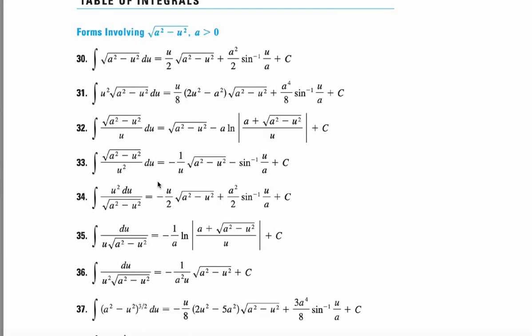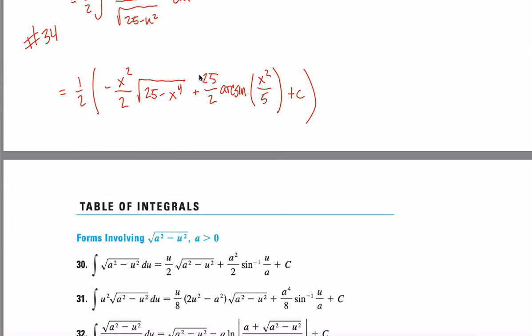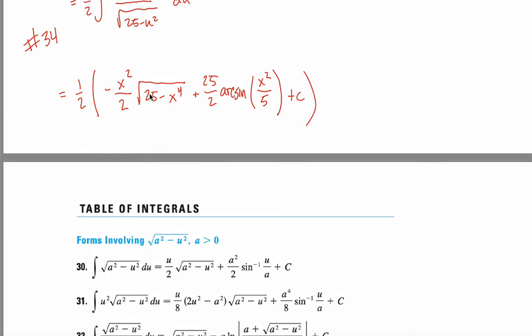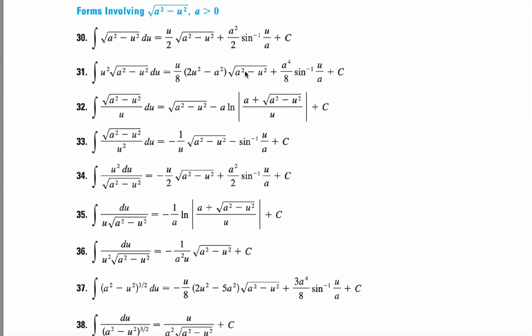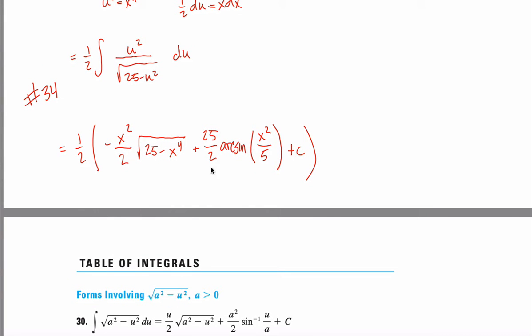So what I'm going to do is copy exactly what I see from number 34, except I'm going to change the a's into 5s and the u's into x squareds. So 34 says I got negative u over 2 times the square root of a squared minus u squared. So here's my u over 2, square root of a squared minus u squared. And then I want to add to that a squared over 2 arc sine of u over a. So here's my a squared over 2, and here's the arc sine of u divided by a.